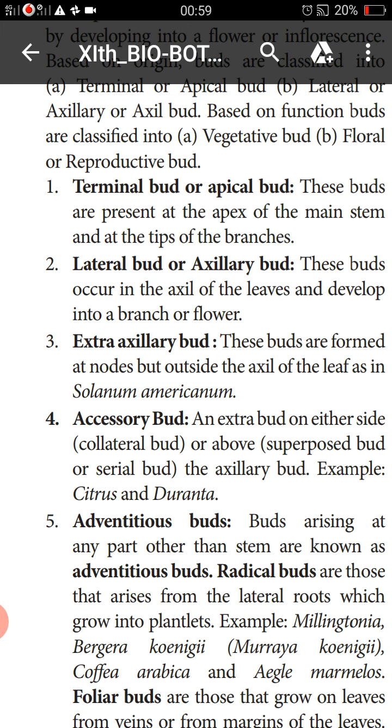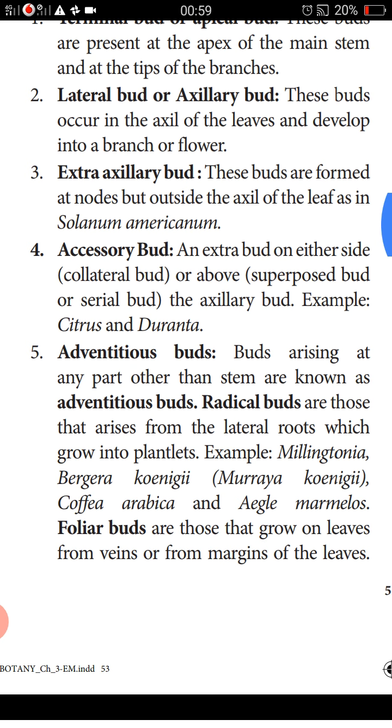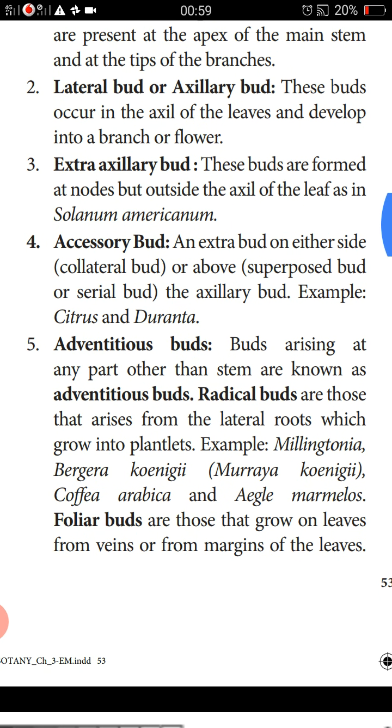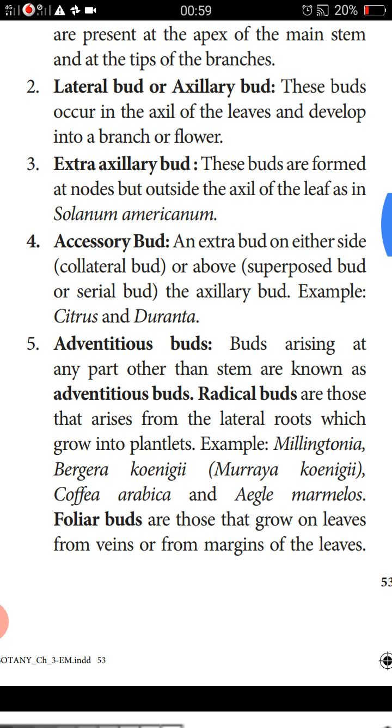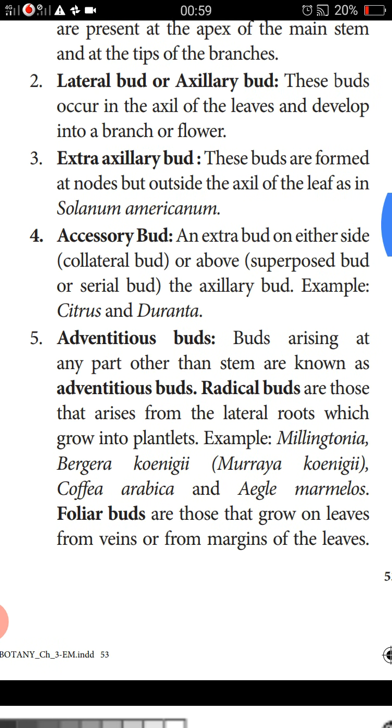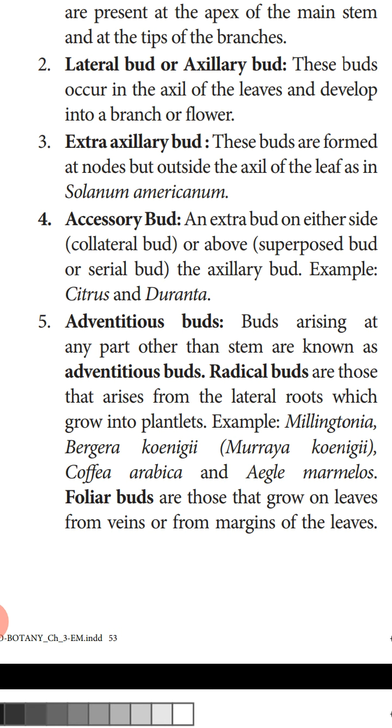Next are the adventitious buds. Buds arising from any part other than the stem are known as adventitious buds. So buds developing on any other part of the plant, for example on the leaf or on the root, are called adventitious buds. The first among the adventitious buds we are going to study is the radical bud. Radical buds are buds that arise from the lateral roots and grow into plantlets.